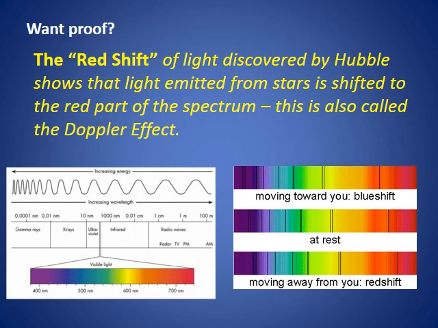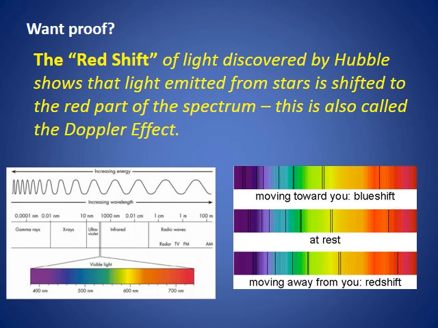The redshift of light discovered by Hubble shows that light emitted from stars is shifted to the red part of the spectrum. It's also called the Doppler Effect. So again, if you look at some of these lines, you can look at the one on the lower right in the middle. It says that's the spectrum at rest.